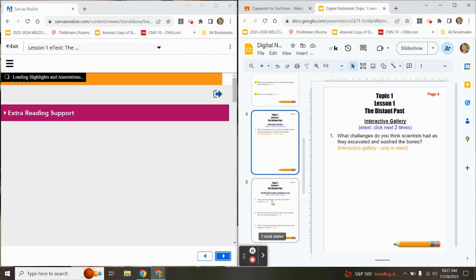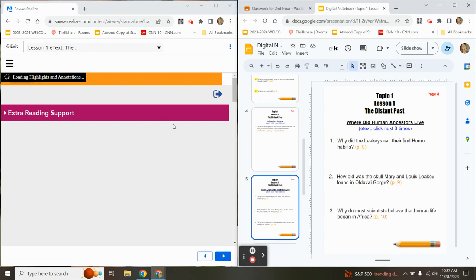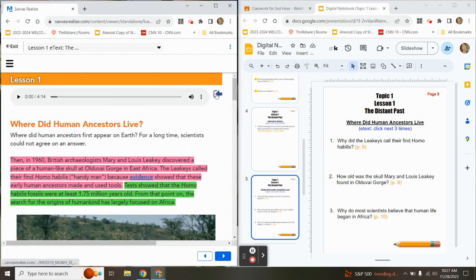Moving on to page 5 in your digital notebook. Again, we have to remove this wall by clicking this blue arrow if you are looking at the e-text.